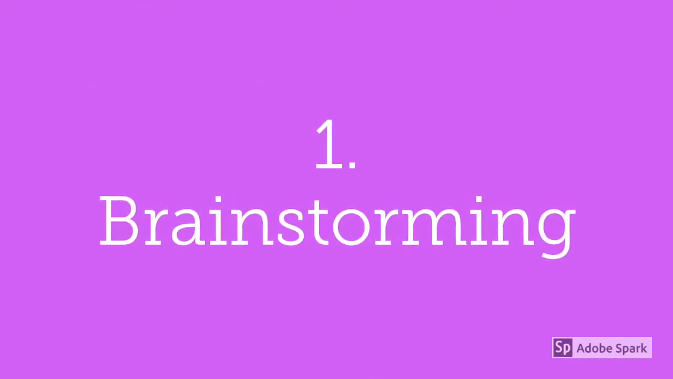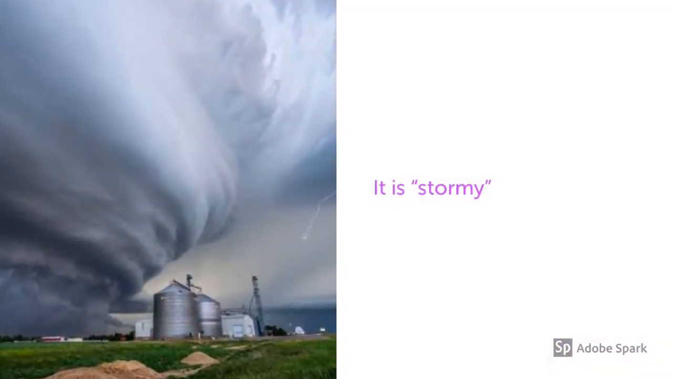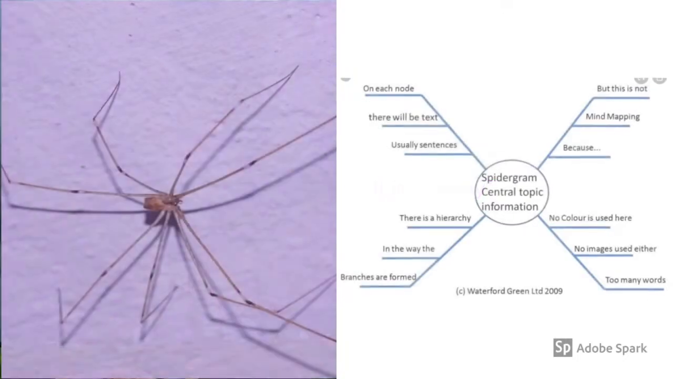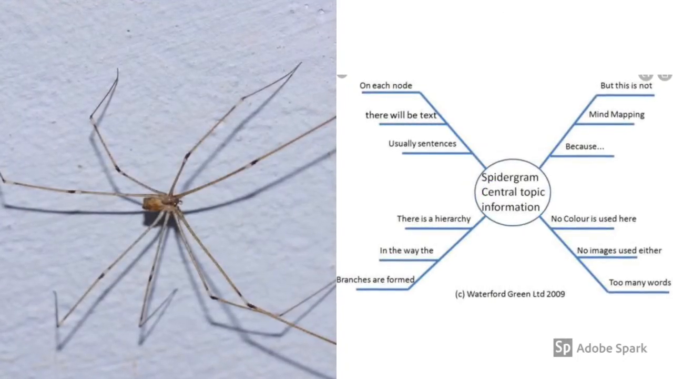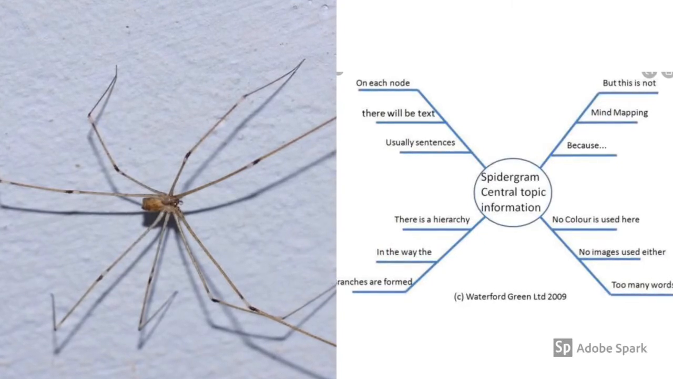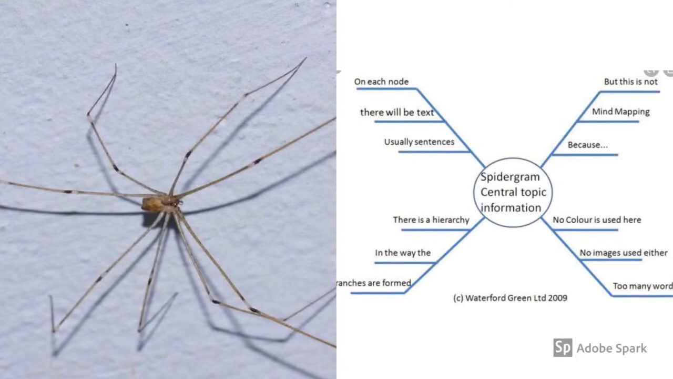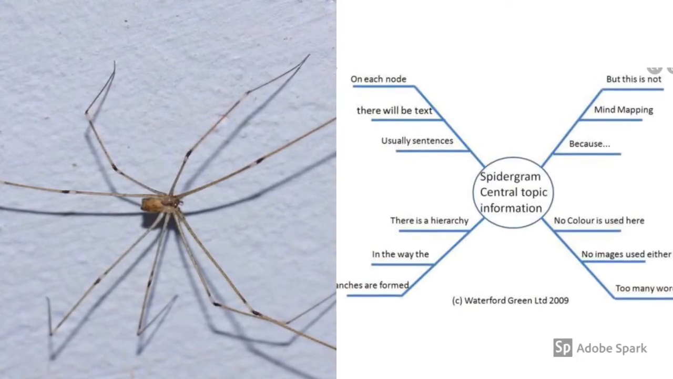It's called brainstorming. It's called brainstorming because it resembles a storm in your mind. But first note that points are not captured in brainstorming as a list. The format we use is a diagram called a spidergram. And why is it called a spidergram? Well, because it looks like a spider.